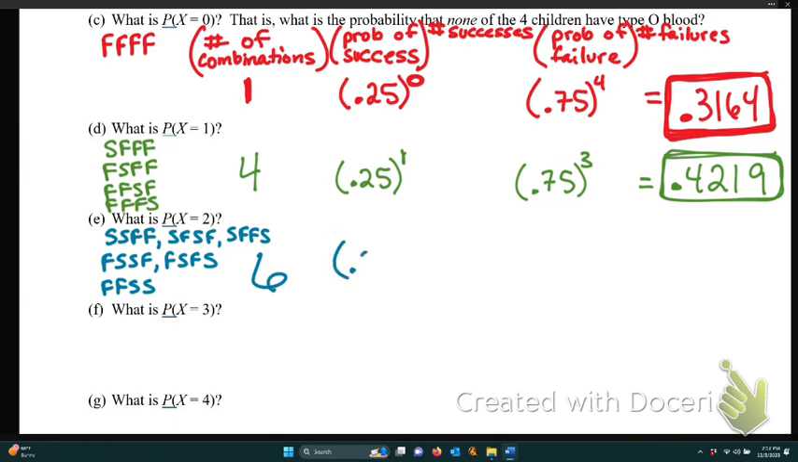6. How many probabilities of success? How many probabilities of failure? There we go. 6 times 0.25 squared times 0.75 squared. This is the probability that 2 of the 4 kids have type O blood, and I don't care which ones.